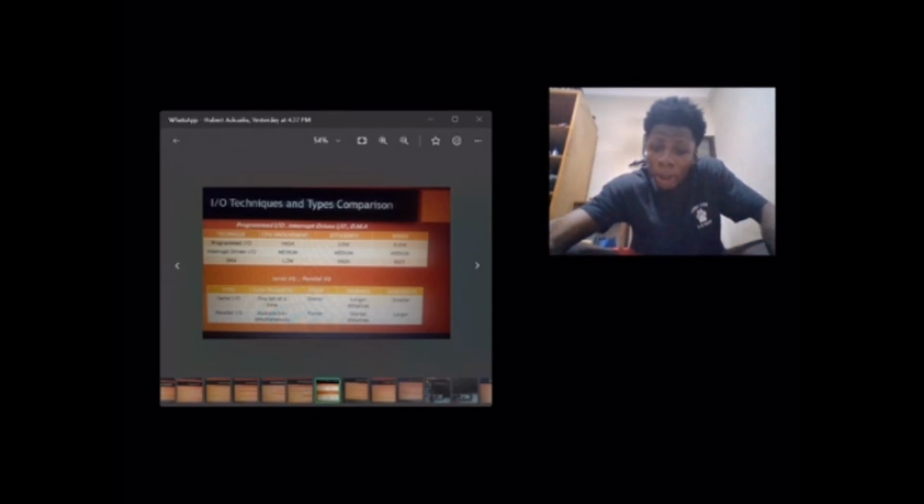And then we move on to parallel input and output, where the data transfer is multiple bits simultaneously, and the speed is faster, the distance is shorter, and the bandwidth is larger. Thank you.